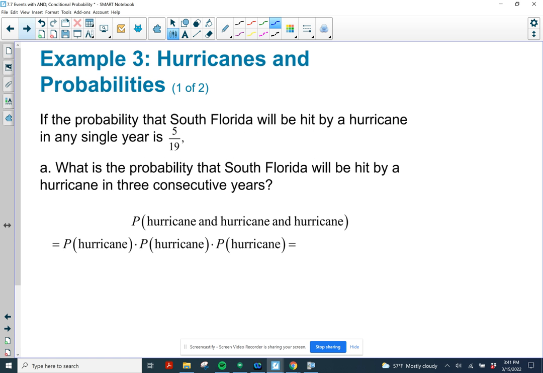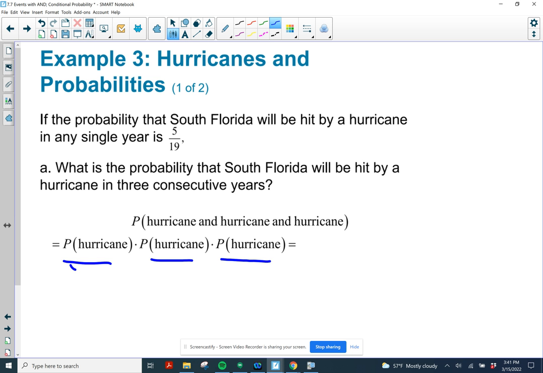Hurricanes. The probability that South Florida will be hit by a hurricane in any single year is 5 out of 19. The question is, what is the probability that South Florida will be hit by a hurricane in 3 consecutive years? So 3 years in a row with a hurricane. These are going to be independent events. The probability of a hurricane one year doesn't affect the probability of a hurricane in the next year. So we're going to do the probability of a hurricane times the probability of a hurricane times the probability of a hurricane. So 3 years in a row.